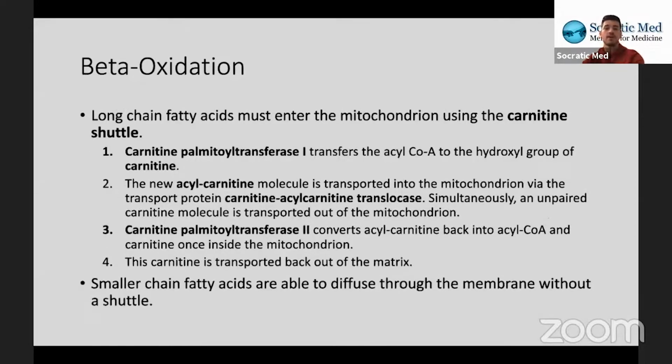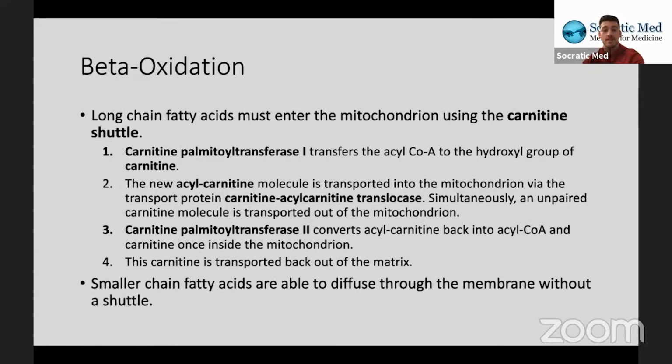Long-chain fatty acids must enter the mitochondrion using the carnitine shuttle. Short-chain fatty acids can just diffuse through the membrane. It's hydrophobic, but if they're small enough, they can just diffuse through. It's not going to be too much of a problem. But a lot of fatty acids are longer chains, and they have to use what we call the carnitine shuttle. Basically, we're attaching it to a molecule, throwing it through the membrane, and then detaching the molecule and sending that molecule back outside.